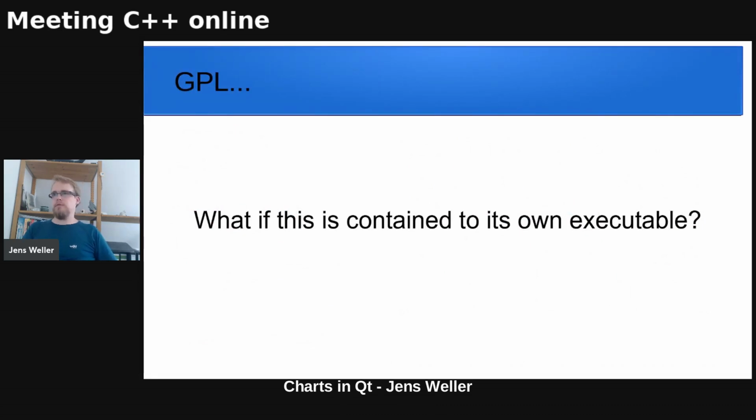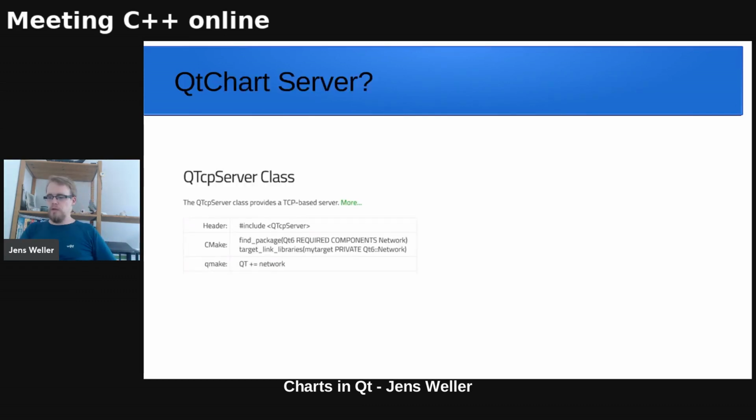But with the GPL, of course, I thought, if I would need to really be based on that, wouldn't it be nice to do something else with it? What if we could put that in its own executable and not have it as a library, which would have to be GPL, not LGPL? And so we could make this a server application, right? Qt has this TCP server class, which I think is all that we would need.